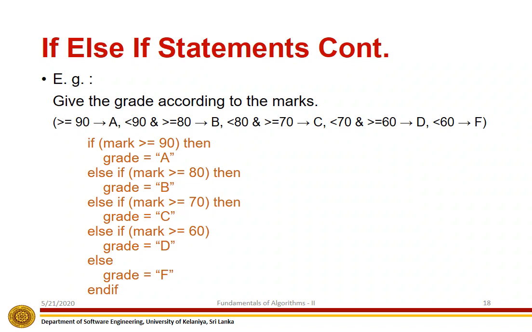Like the algorithm in the slide, if mark is greater than or equal to 90, then grade is equal to A. Then we can use else if. If mark is not greater than or equal to 90, and if it is greater than or equal to 80, grade is B. Like that, for grade C and D we can use else if. Finally, if all of the above conditions are false, the default condition is grade is equal to F. I think you all have got the idea behind the if-else if.